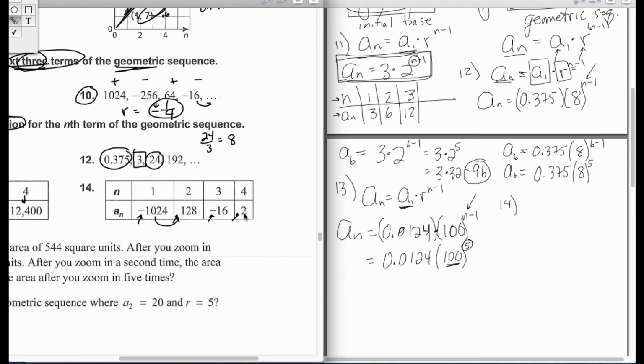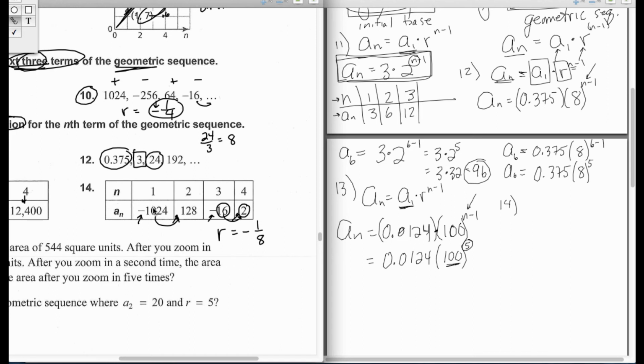If I want to figure out what it is, it's real easy. I could take 2 divided by 16. That's 1/8. You can see that you're dividing by 8 here, right? Or you're multiplying by 1/8. So my common ratio is negative. Remember the signs are changing? 1/8.